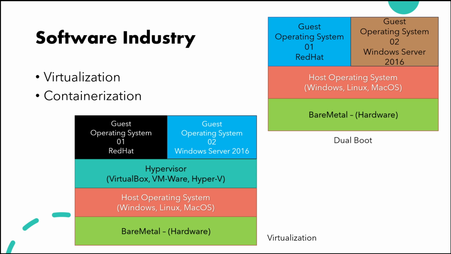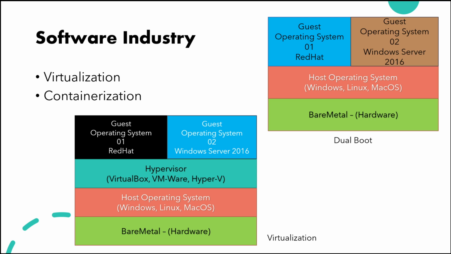On top of it, we have the hypervisor. What is a hypervisor? It enables running multiple operating systems on one single piece of hardware in parallel. On top of the hypervisor, we have our guest OS systems like Red Hat and Windows Server 2016. We have seen virtualization software like VirtualBox, VMware, Hyper-V, Microsoft Hyper-V, and Citrix Xen. Virtualization is widely used in the industry.